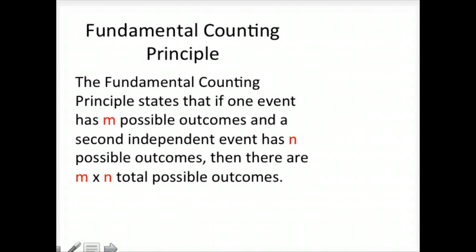Alright, so now we're going to look at a similar problem and just a little definition of what exactly is the fundamental counting principle. Okay, the fundamental counting principle states that if one event has m possible outcomes and a second independent event has n possible outcomes, then there are m times n total possible outcomes.